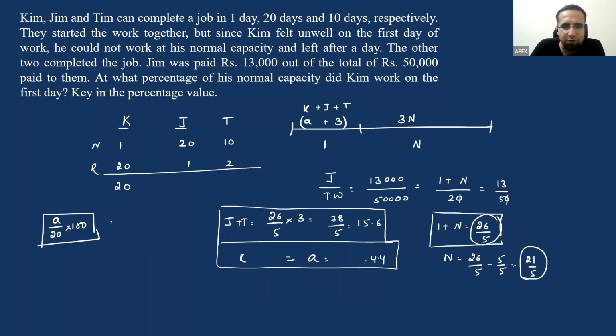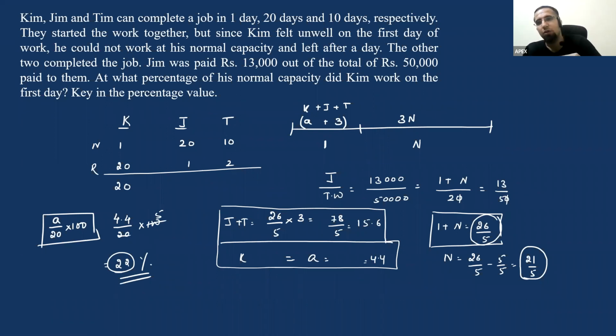So at what percentage of his normal capacity? That will be 4.4 divided by 20 into 100. This is 22%, and therefore Kim worked at 22% of his efficiency on day one, and therefore this becomes your answer completely.